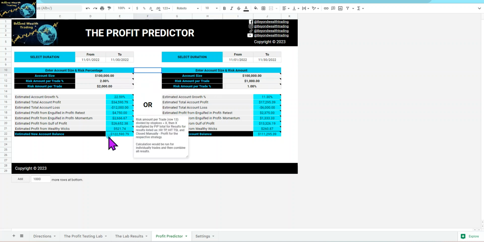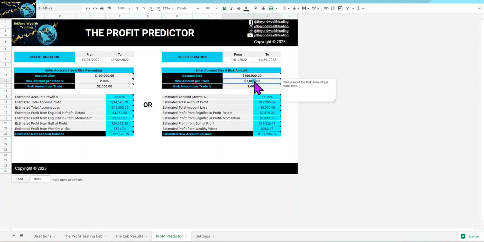So this side, of course, is by percentage. You will put in the percentage of your account that you're risking. And then this side, different people do it different ways. So we wanted to accommodate for that. So if you wanted to risk, let's just say whatever, you put in the dollar amount, and it lets you know the percentage.